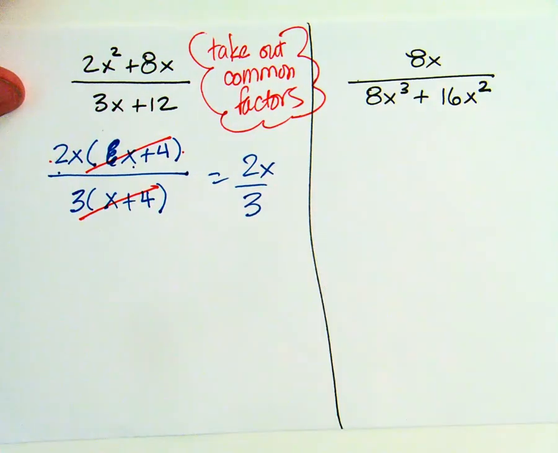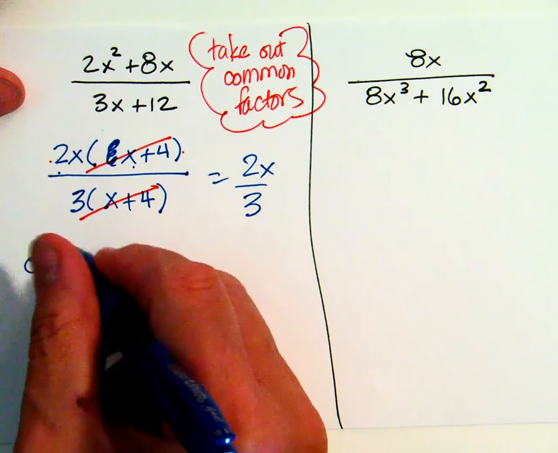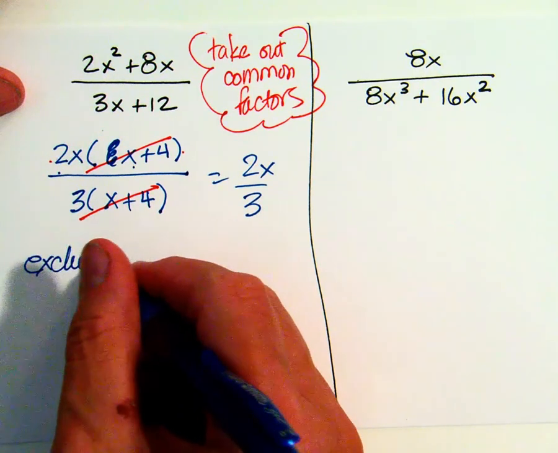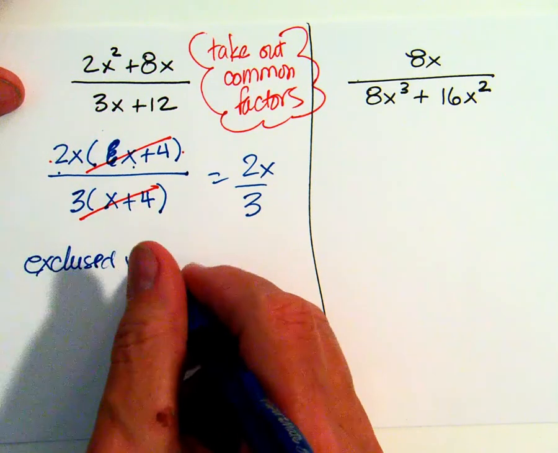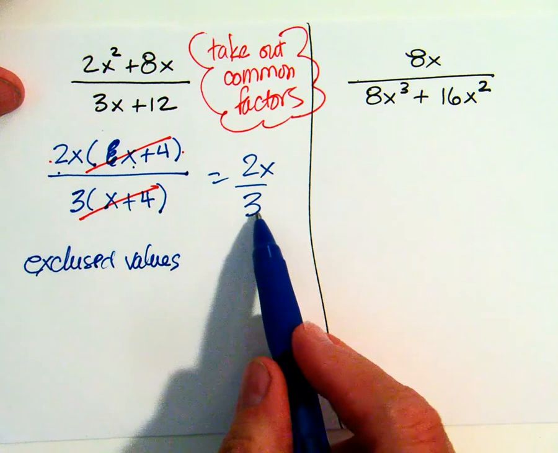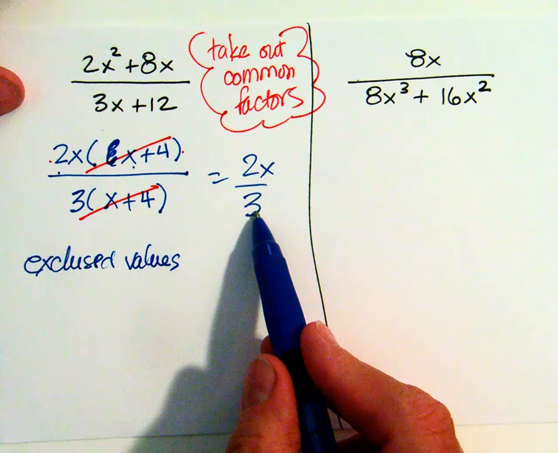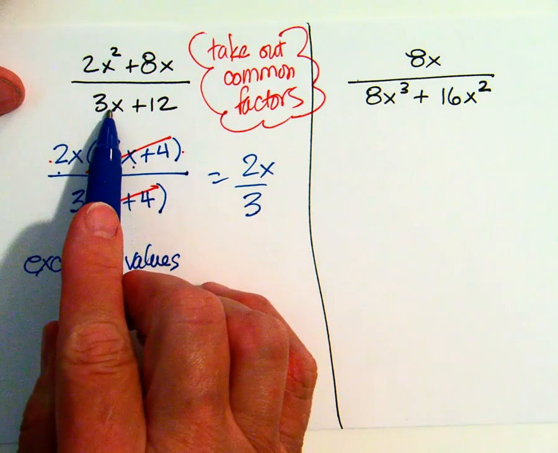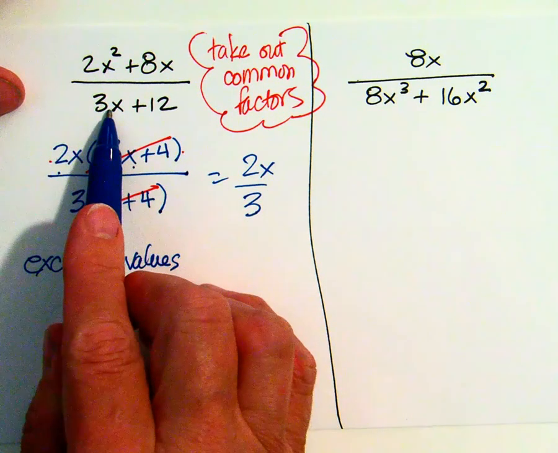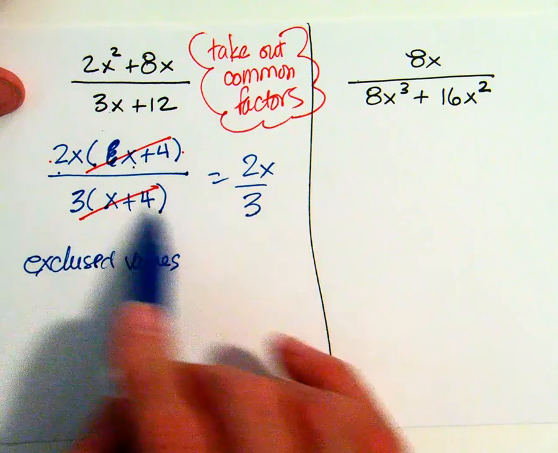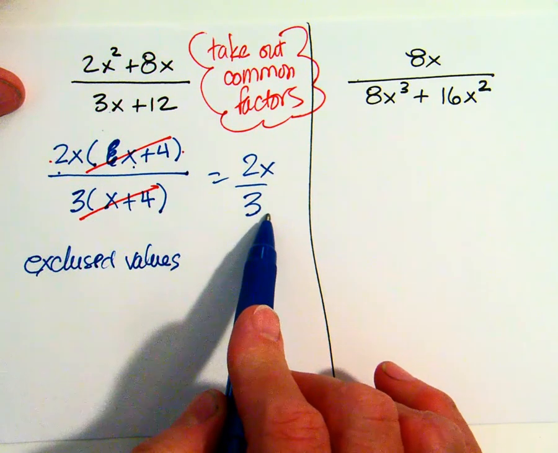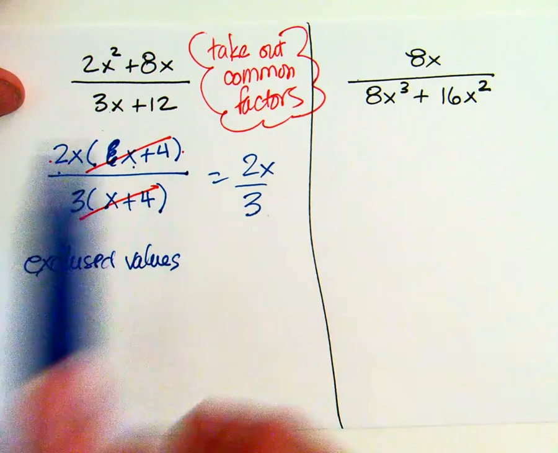A reminder, for our excluded values, we're always going to go back to the original values. Look here. You're going to have a tendency to say, well, there's no variable in the denominator, I'm cool. You're not. If x were something, the whole denominator is going to be 0, and you'll never get to this. So check for the excluded values.